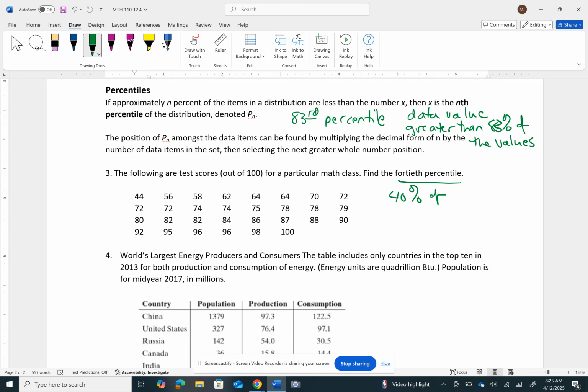So here there are, let's see, 1, 2, 3, 4, 5, 6, 7, 8, 24, 25, 26, 27, 28, 29, 30. There are 30. So do 40% of 30, and you do that by taking 0.40 times 30, and that gives us 12. You need to go to the 13th one.